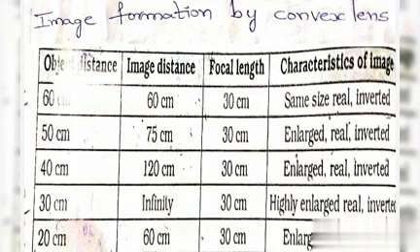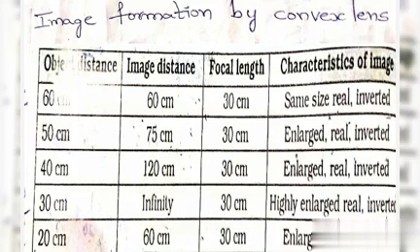Once you observe the table, object distance, image distance, focal length and characteristics of the image are given. Here the object distance is 60 centimeters, which means the image is also formed on the screen at 60 centimeters. Object distance 60 centimeters, image distance 60 centimeters. This means when the object is on C, the image is also on C. This situation matches with that situation. So this is a same size image, real image, inverted image.